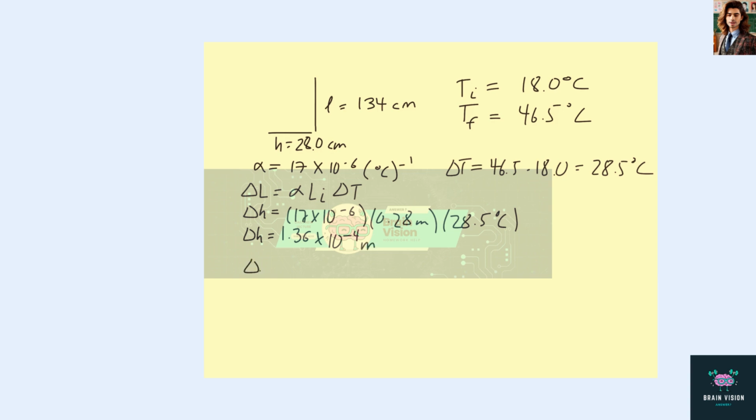Now for L, delta L is equal to, again, the same linear expansion coefficient, 17 times 10 to the negative 6, times 1.34 meters, times 28.5 degrees Celsius. So our change in L is equal to 6.49 times 10 to the negative 4 meters.